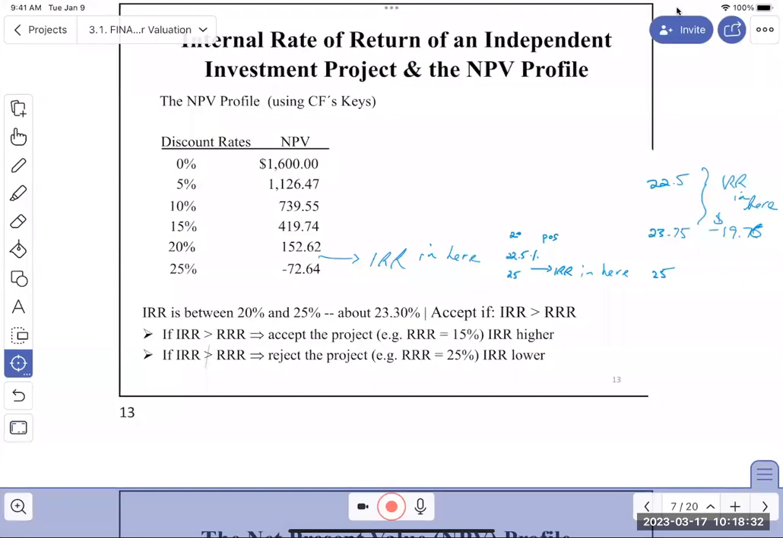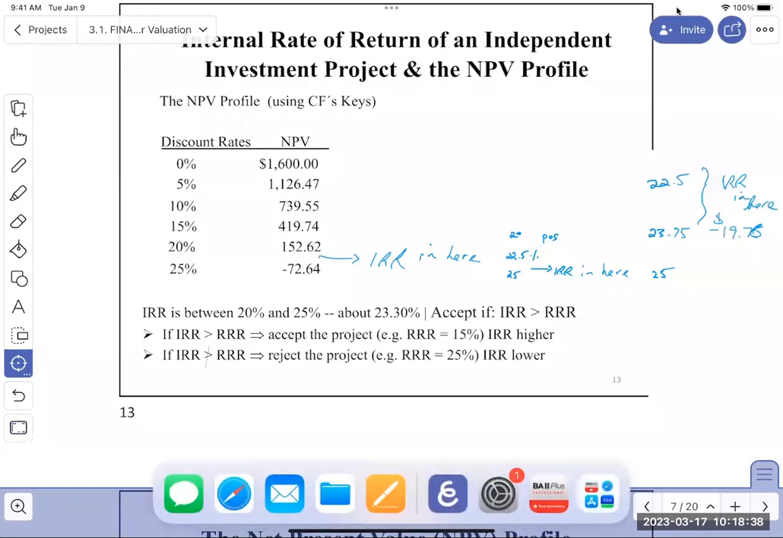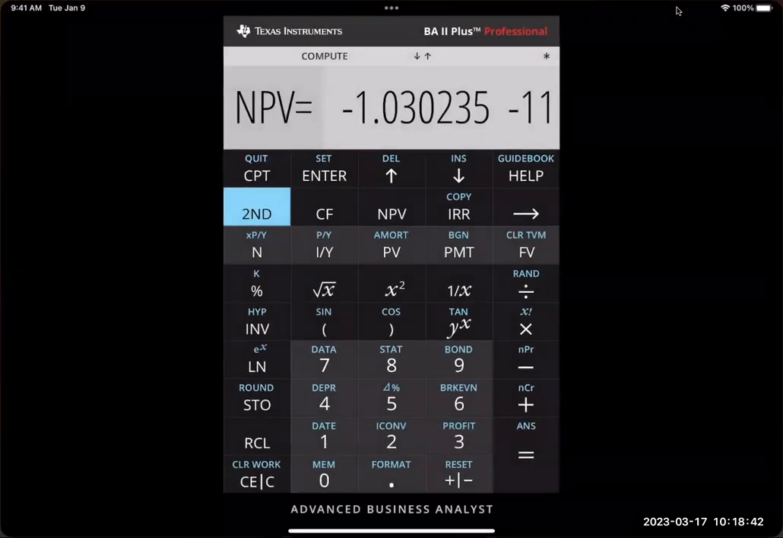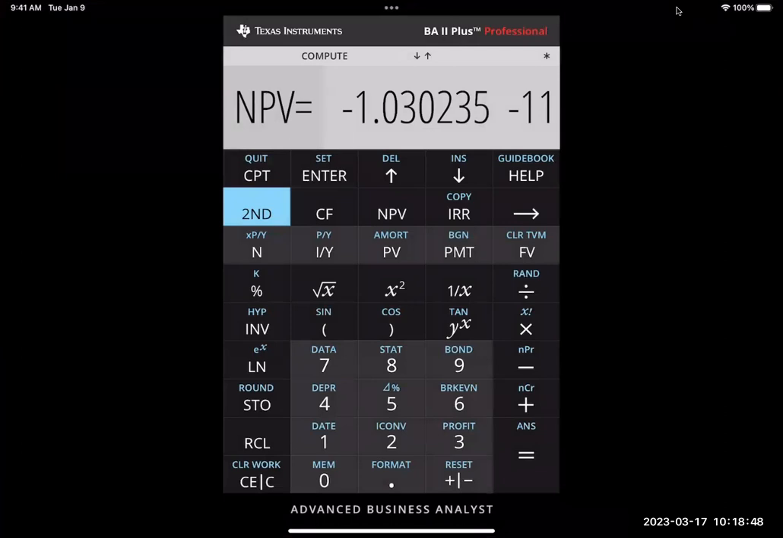Questions? So you can get the IRR. Is it bad that it's negative? That's a negative, yeah, but it's very small, very close to zero. So it's acceptable. It's 0.000000. Even though it's negative, it's zero. Very good question.